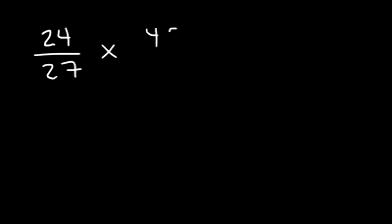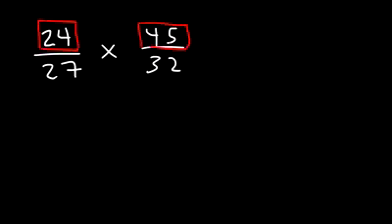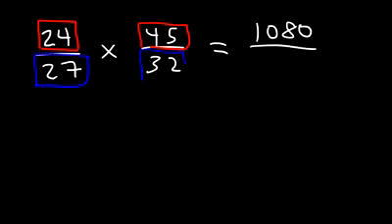Now let's talk about what to do when multiplying two fractions that contain large numbers, such as this one. Now what I don't recommend is multiplying across. 24 times 45 is going to be a big number. Let's see what that number is going to be. If you multiply across, that's going to give you 1080. And then if you multiply 27 by 32, that's going to give you a large number as well. And that's going to be 864.